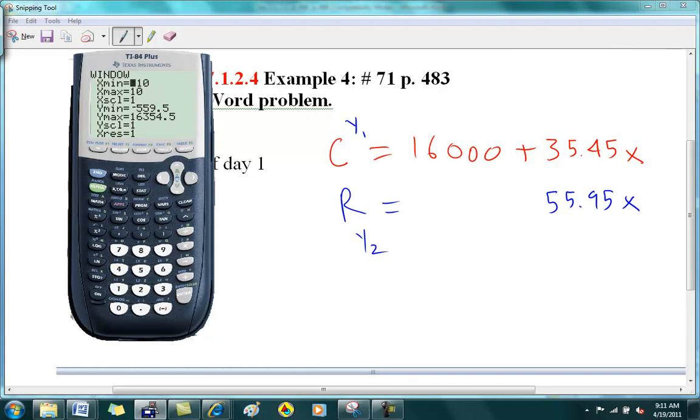I know that my x-min cannot be negative. I'm going to guess on how many units I'm going to need. Let's say if I start out with 500 units, just like that. My y's cannot be negative, and I'll make this guy 20,000. Let's see if that works better. And graph that.